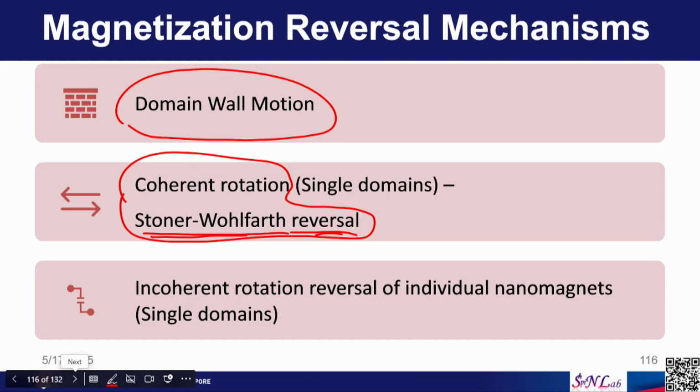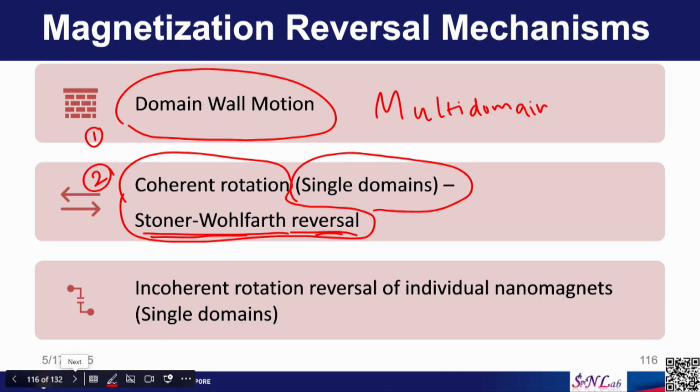There are also some other more complex reversal mechanisms, but let us just stick to these two today. One is domain wall motion, the second one is coherent rotation. As this slide implies, coherent rotation happens when you have a system of single domains, and when you have a system of multi domains, domain wall motion is the dominant reversal mechanism.